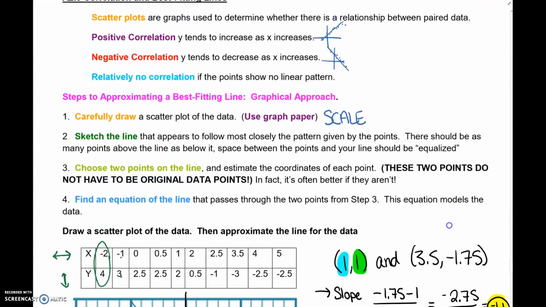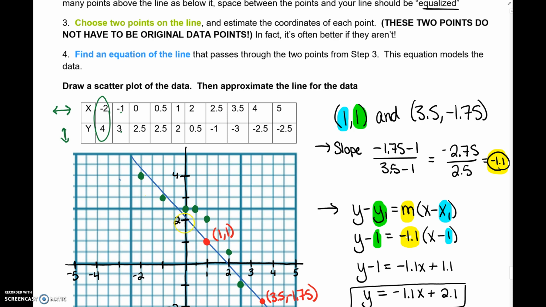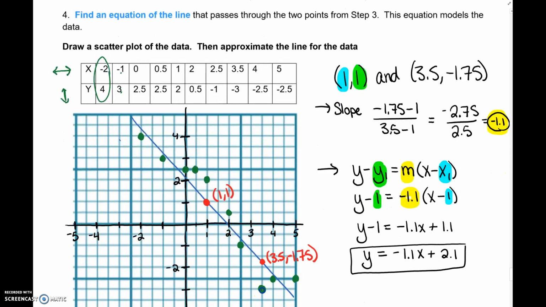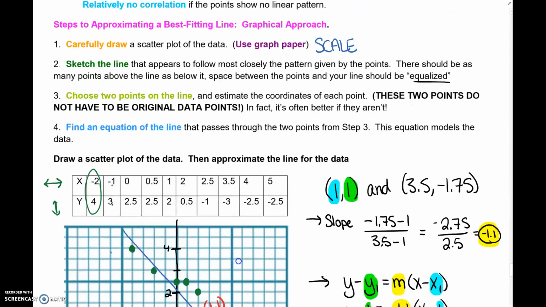So let's go back up here and look at the steps. So carefully draw the scatter plot. Make sure you think about scale, use your graph paper, and be accurate. Sketch the line that most closely follows the pattern given by the points. There should be about as many points above the line as below it, and the space between the points and your line should be equalized. So try to even out. This point here is farther away from the line, but the others are kind of close. Some of these are close and only 2 of them are kind of far away. So just try to equalize that space.